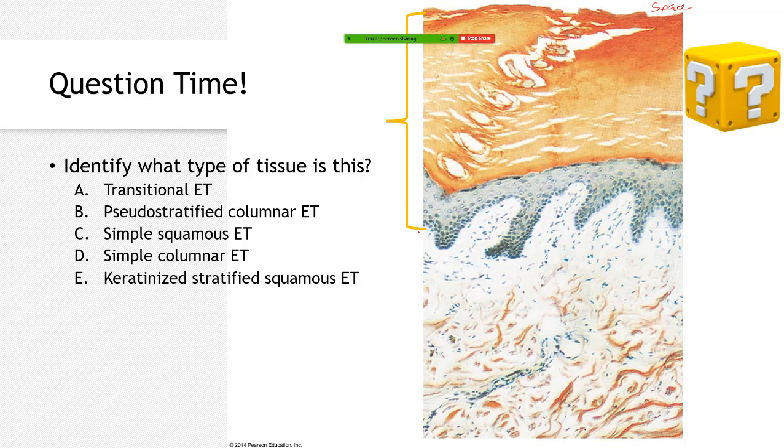First of all, is it simple? Just by looking at it, it can't be, because it's definitely more than one cell layer thick. So it's definitely not simple, and we can cross those out. Is it pseudostratified? Well, no. Pseudostratified may look like it's stratified, but it's not, so it's not going to be that.